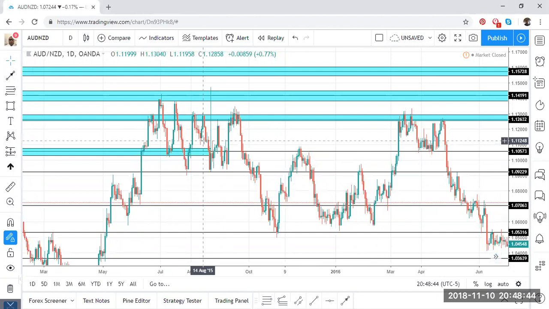So that would be TP1. TP2, where price finds resistance here, support here. That would be my TP2, and the top of my zone would be TP3. So I use the minor zones to give me my TPs.